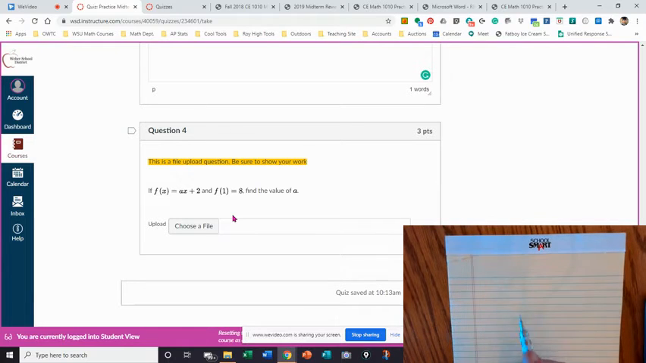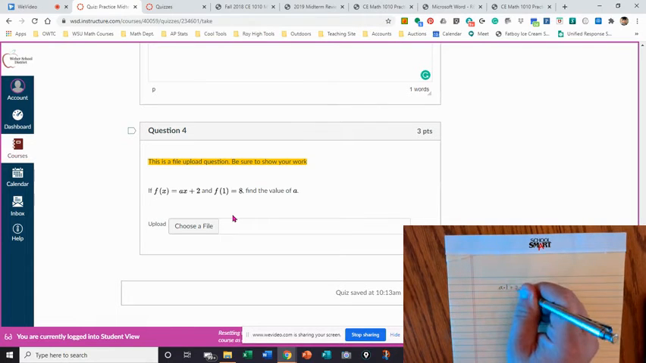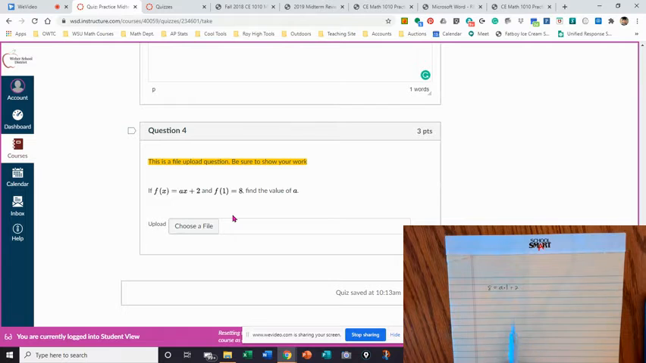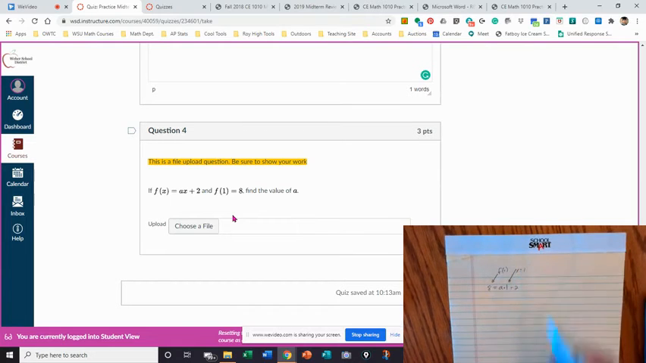So it says if f(x) equals a times x plus 2 and f(1) equals 8, find the value of a. So f(1) equals 8. That tells me the input is 1. So a times 1 plus 2, and it tells me that equals 8. There's f(1), and there's x equals 1, right? Okay, so solve this. Subtract 2 from each side. 8 minus 2 is 6, equals 1 times a, equals 6. And I would just upload that. Okay, so that'd be it.